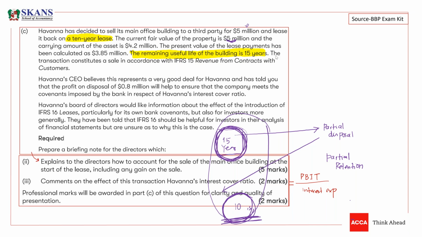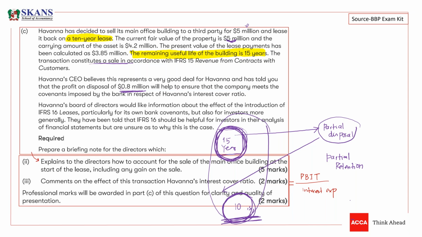The examiner is saying the transaction constitutes a sale in accordance with IFRS 15. He's saying it is a sale. H's CEO believes that this represents a very good deal for H, and has told you that the profit on disposal is 0.8 million. This is the total profit. Carrying value was 4.2, fair value was 5 million. So this is the total disposal, but we cannot book the total profit or loss on disposal. We need to book a partial disposal.